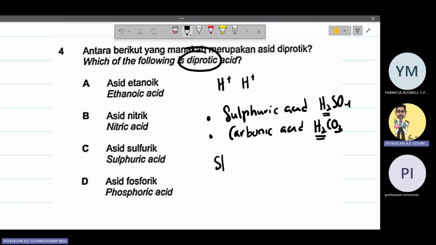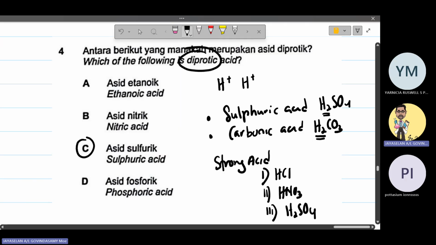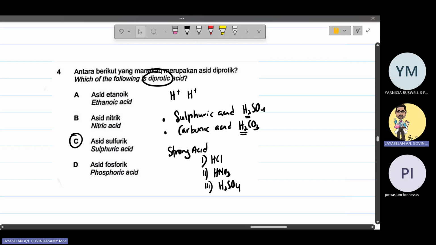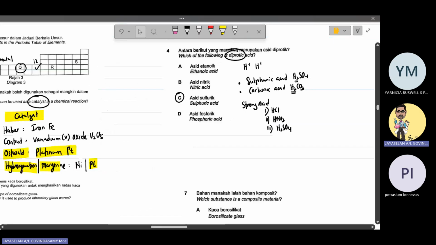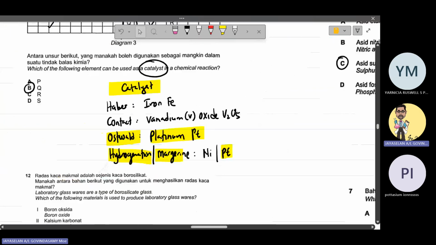One more thing, please remember, there are only three strong acids. Write down anywhere, only three strong acids. Number one, hydrochloric acid. Number two, nitric acid. Number three, sulfuric acid. All other acids are weak acids. Understand? So for this one, the answer is C, right? All of you okay? Okay, we continue to the next one.